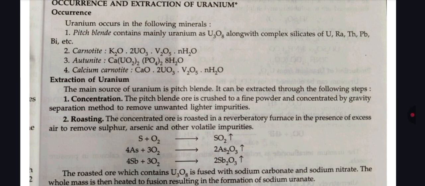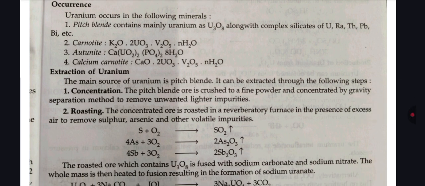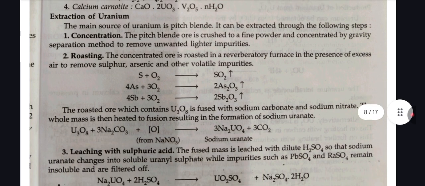Occurrence and extraction of uranium. Occurrence: uranium occurs in the following minerals. Pitchblende contains mainly uranium as U3O8 along with complex silicates of uranium, Ra, Th, Pb, Bi, etc. Carnotite, K2O.2UO3.V2O5.nH2O, autunite, calcium carbonate. Extraction of uranium.